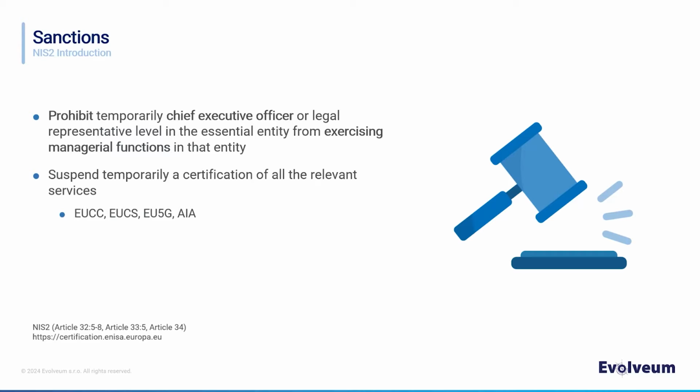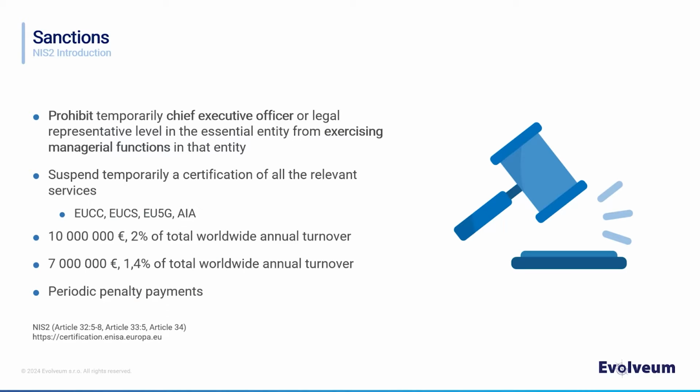Currently, we are at the beginning of this path of cybersecurity in the European Union, and there are 4 certification schemes: for products, Common Criteria, EUCC, then cloud services, 5G networks, and artificial intelligence. And those could be temporarily suspended if the entity does not follow NIS2. And of course, there are some financial penalties similar to GDPR. The first line is for essential entities, and the second one is for important entities.